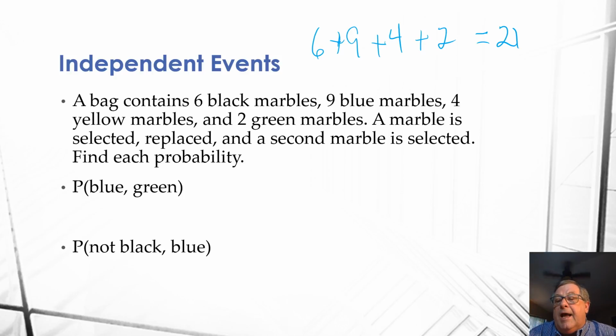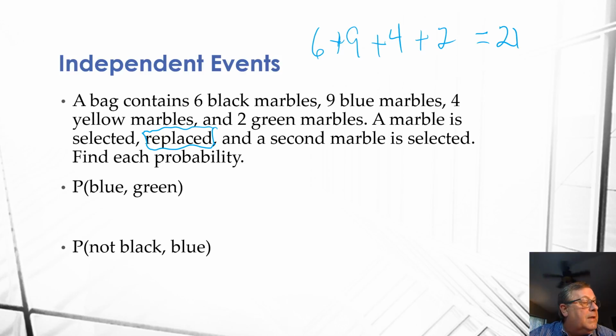Now, a marble is selected, replaced, and that word replaced is big, considering whether this is an independent or a dependent event. If I start off with 21 marbles and I draw one out, but then I put it back, how many marbles do I still have in the bag? Well, I'd have 21. And so therefore, that's what actually makes the two events we're looking at in this example independent events. If I didn't replace the marble, then the outcome of the first event affects the outcome of the second event. But let's go on.